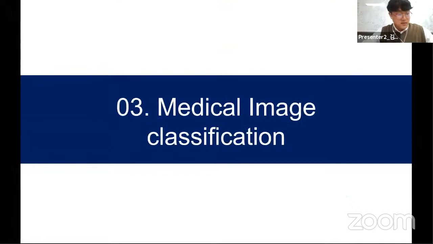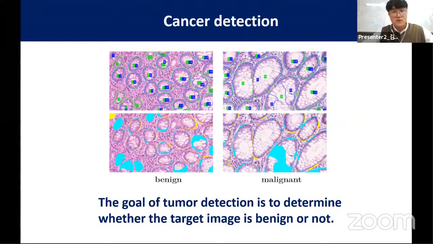And in this part, I briefly talk about medical imaging classification. One of the main subjects for medical classification is cancer detection or tumor detection. The goal of tumor detection is to determine whether the target image is malignant or not. To resolve these problems, deep learning-based methods can be applied.